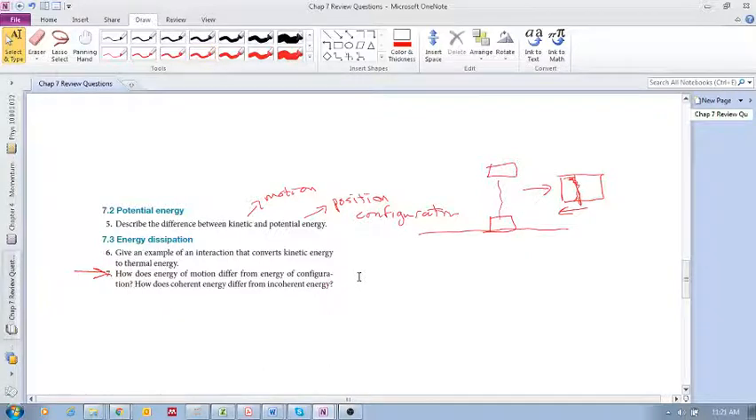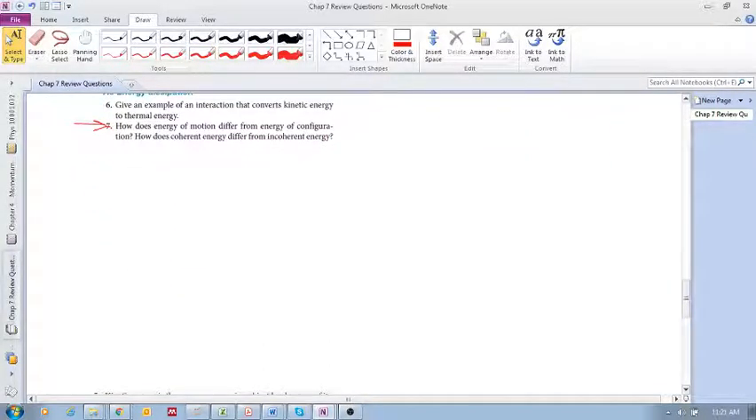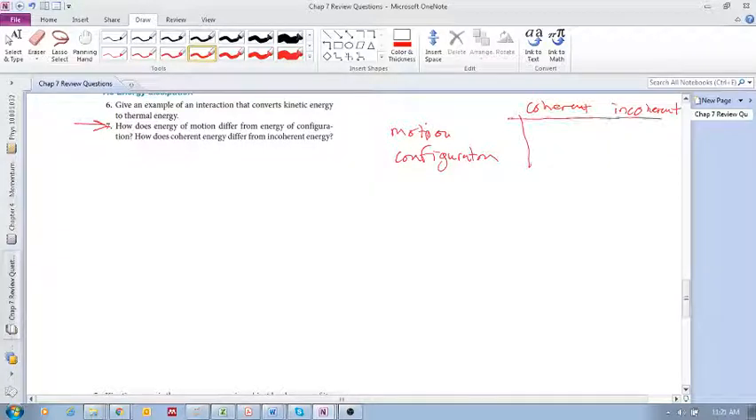So the best thing to do is to look at a picture. Okay, so first of all, what have we got here? We've got energy of motion, energy of configuration, and we've got coherent energy and incoherent energy. Okay, so you can actually create a little matrix here. So you've got energy of motion, which is coherent. You've got energy of configuration, which is coherent. You've got energy of motion, which is incoherent. You've got energy of configuration, which is incoherent.